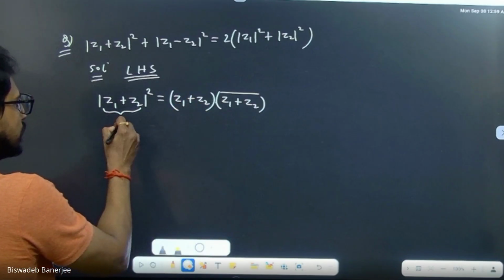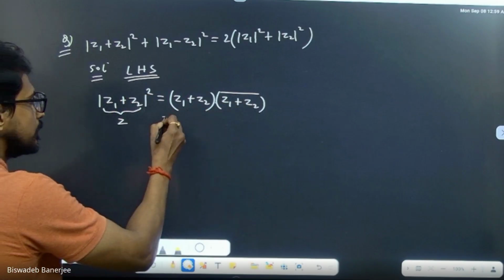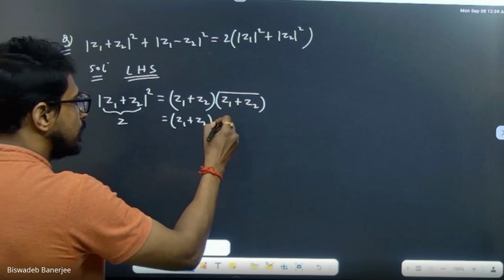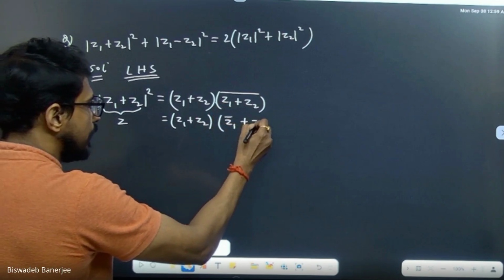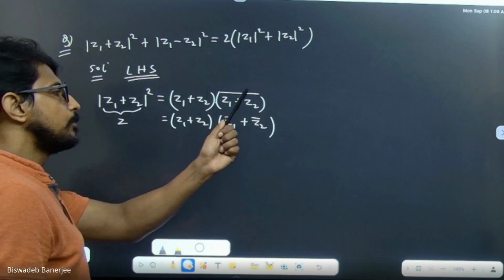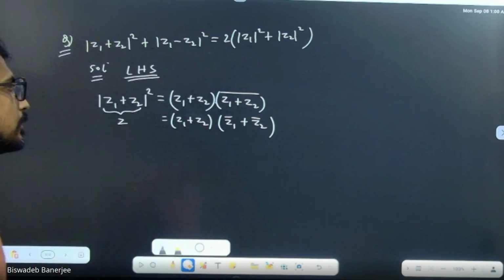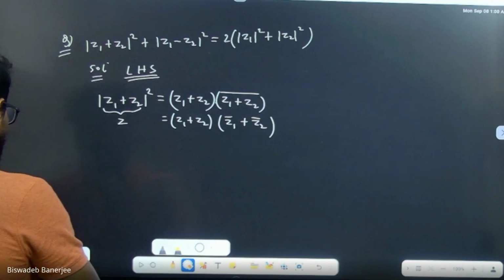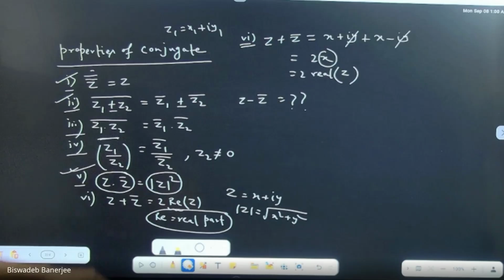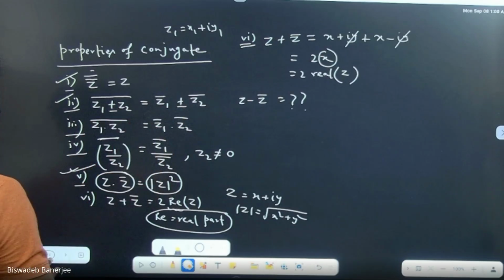Think of this one as Z. So mod Z square is equal to Z into Z conjugate. Now that is equal to Z1 plus Z2. For this we can write Z1 bar plus Z2 bar. Z1 plus Z2 whole bar can be written as Z1 bar plus Z2 bar. What is the property? See that. This is my property number 2: Z1 plus Z2 whole conjugate equals Z1 conjugate plus Z2 conjugate.